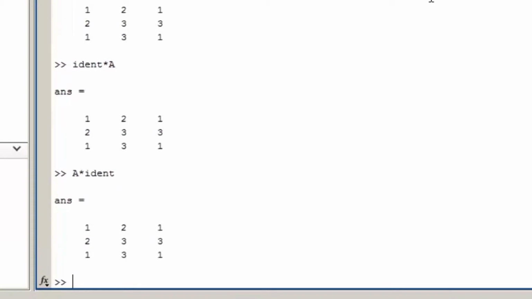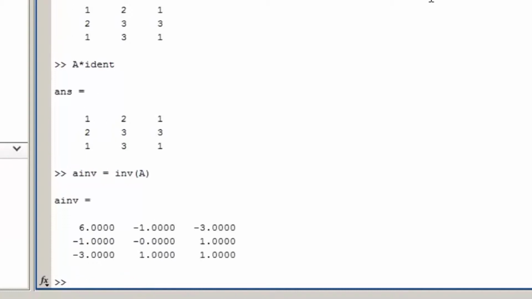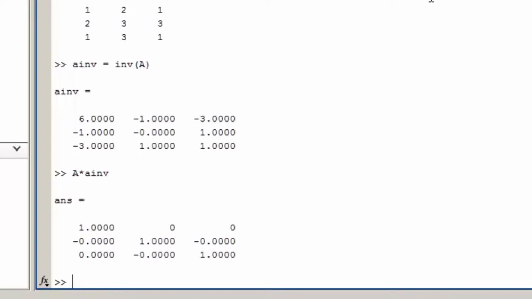Now I'll invert the A matrix using the inv command. So I'll create a variable A inv is equal to inv of A. To check to make sure that A inv is an actual inverse, I'll matrix multiply A times A inv. That does look like an identity matrix, but let's look a little closer.